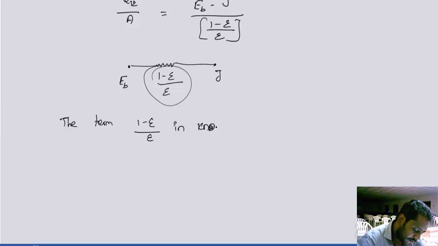Now this is represented as an electrical circuit. So this is EB and this is J, and this term, 1 minus epsilon divided by epsilon, is the resistance. The term (1 minus epsilon) divided by epsilon is known as the surface resistance.